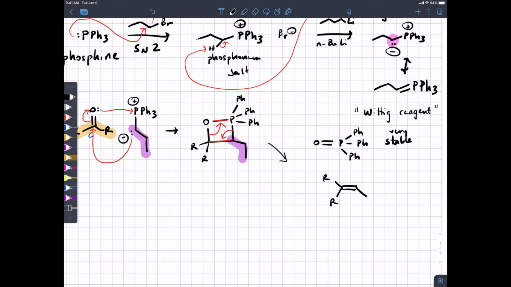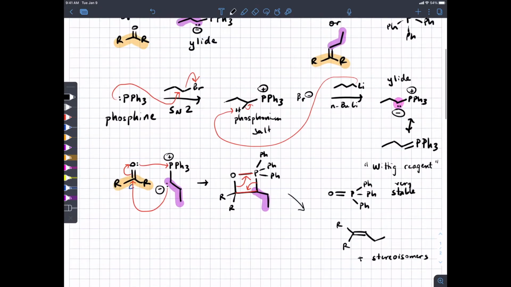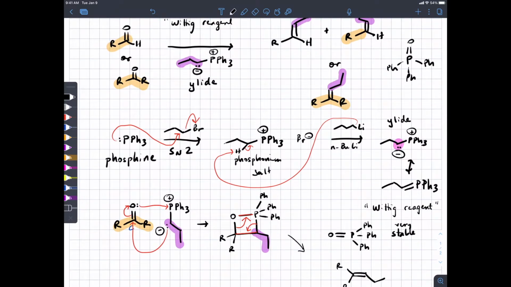And then you get the new carbon-carbon double bond plus any stereoisomers if possible. So this reaction you can think of as sort of a Lego reaction in that you're clicking together the carbon of a carbonyl group with the negatively charged carbon of the ylide, and you're making a new carbon-carbon. You're making 2 new bonds, one carbon-carbon sigma and the other carbon-carbon pi. Okay? Questions about what happens in the Wittig reaction?